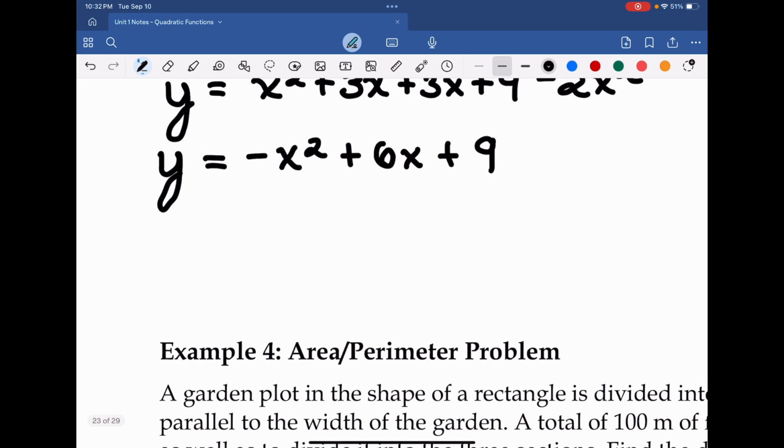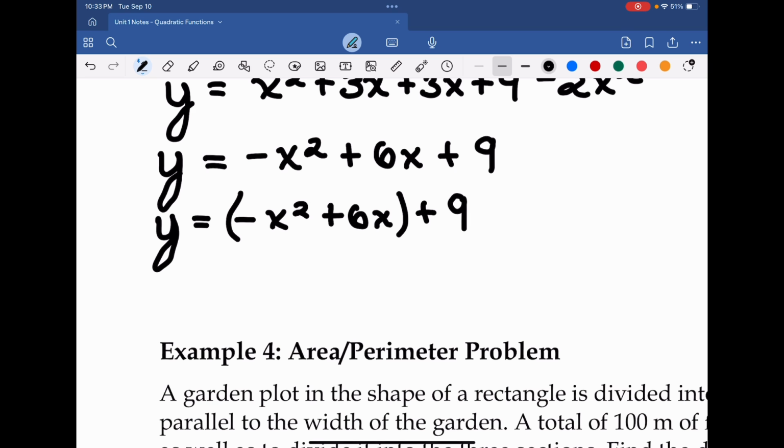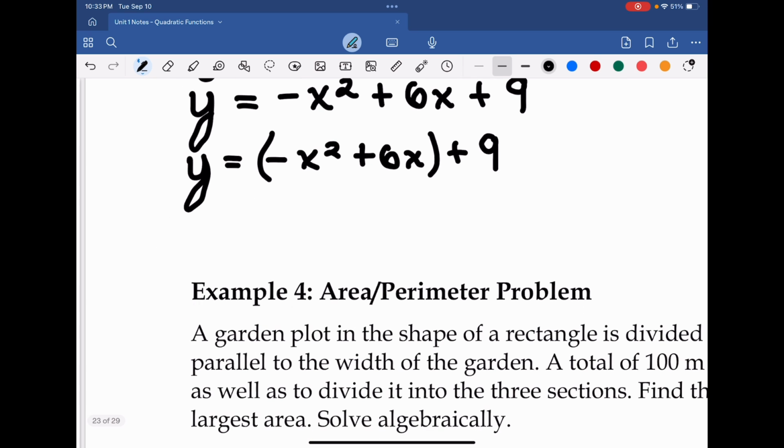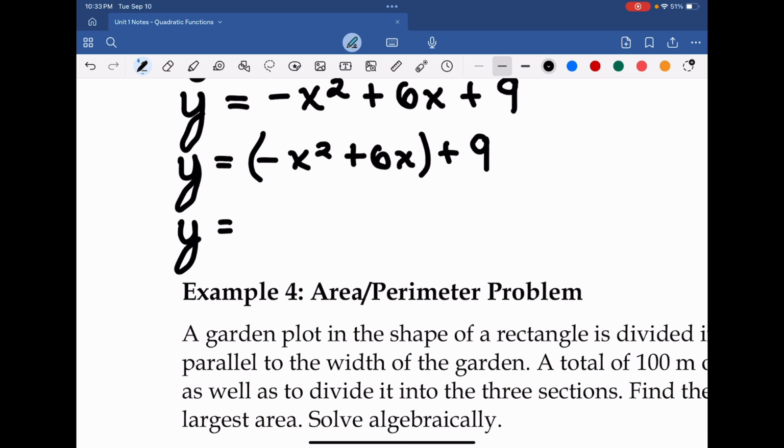So to complete the square, we're going to group the first two. Y is equal to negative x squared plus 6x, and we're going to put brackets around it. Positive 9 is going to go on the outside. Now, we don't want anything in front of this x squared term here, so let's move it out front of the bracket by dividing everything by negative 1. This is going to look like the following. Y is equal to negative x squared minus 6x, close the bracket, plus 9.